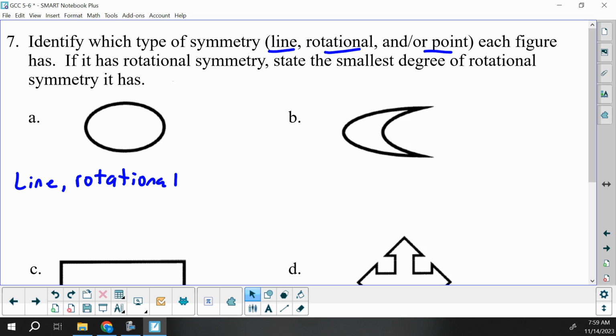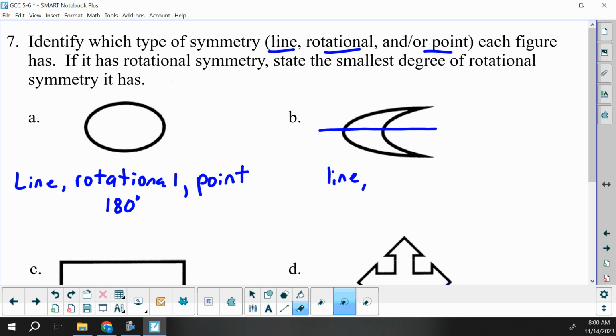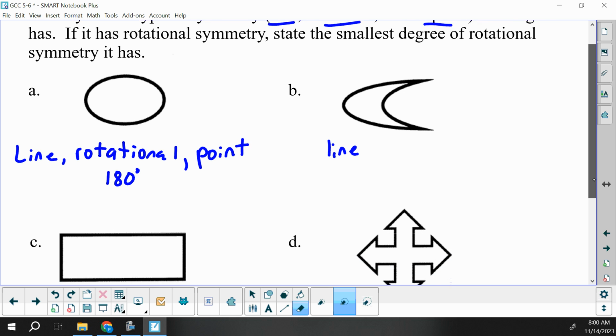Now they want us, if it does have rotational, to tell the smallest degree. Because we're spinning it upside down, that would be 180 degrees of rotational symmetry. And spinning at 180, if it looks the same, that's the definition of point symmetry. So this one would have the point symmetry as well. In B, we've got a horizontal line symmetry. If we were to spin this, we would need the rounded part to the left and the cave type part to the right. And when you spin it, it would not be exactly the same until you got all the way back around. So there's no rotational or point symmetry.